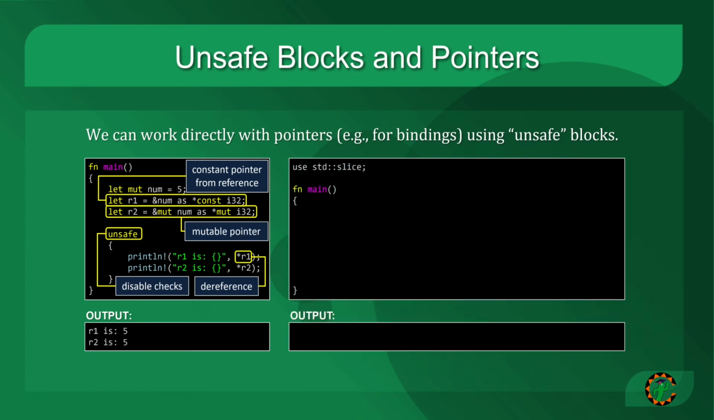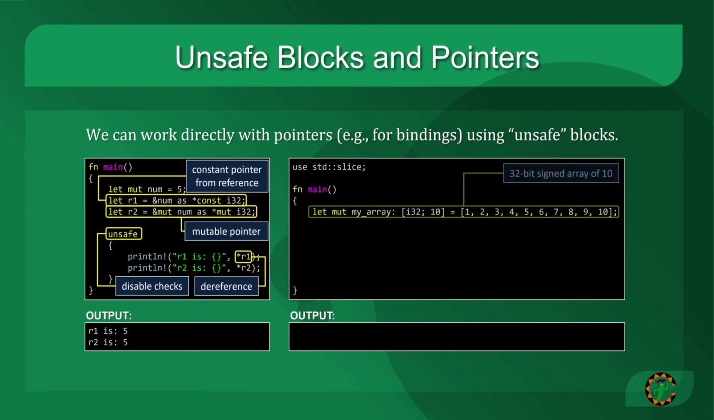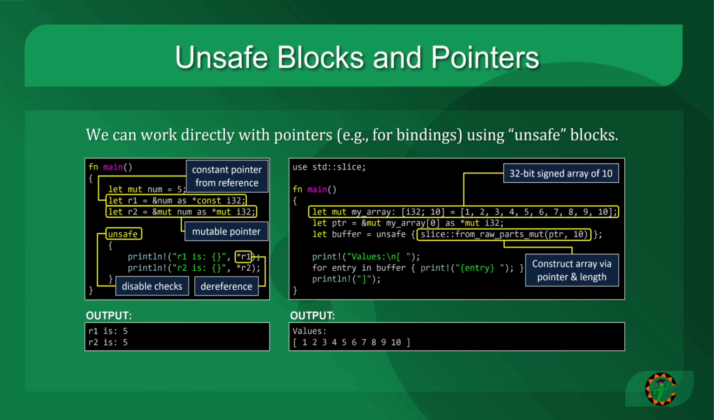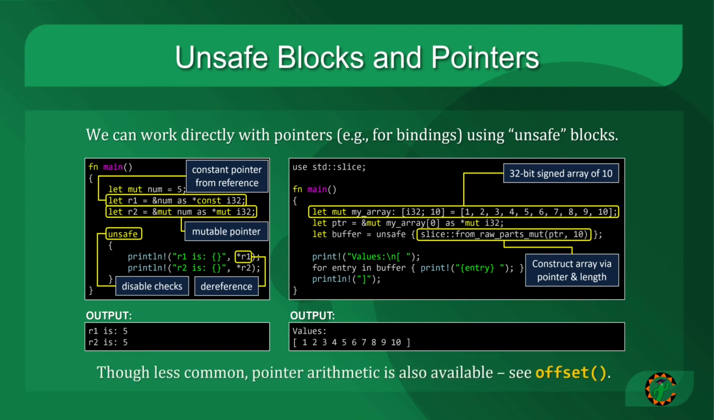In our second example, we begin by creating an array. In this case, a 32-bit signed integer array of 10 entries, which we then assign values of 1 through 10. Next, we create a mutable pointer to the first element in the array. Just after that, we have a very limited unsafe block. In this case, its sole function is to take a pointer and a length, constructing a slice from the two and returning it. We can catch that value in the buffer variable, then print all of the entries to the screen. For those of you wondering if pointer arithmetic is possible, it is indeed, but it utilizes the offset method rather than being directly accessible from standard operators. If you're interested in this, there are details in the Rust documentation.